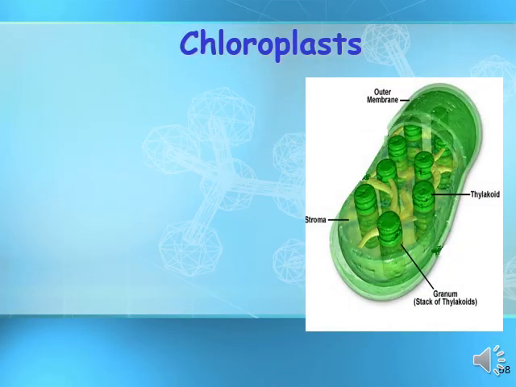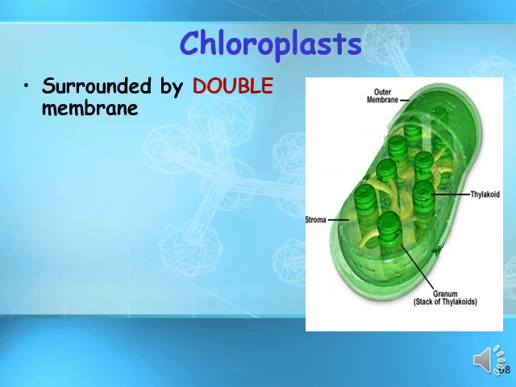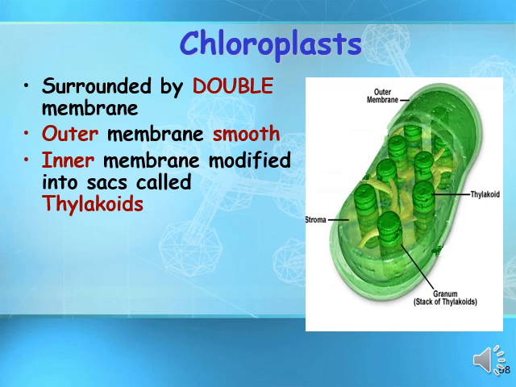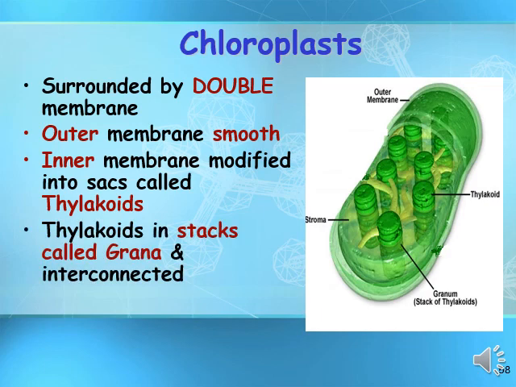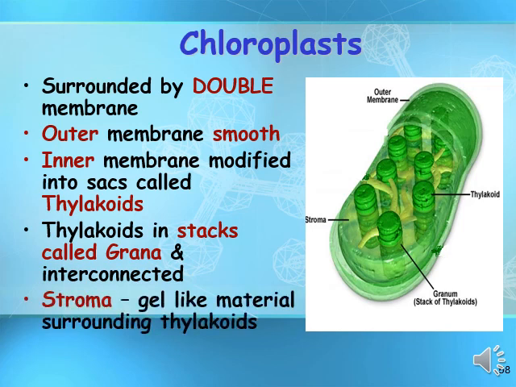The chloroplast is surrounded by a double membrane, and the outer membrane is smooth. This is the smooth outer membrane. The inner membrane is modified into sacs called thylakoids, which are stacked into grana, interconnected. The stroma is the gel-like material surrounding the thylakoids.